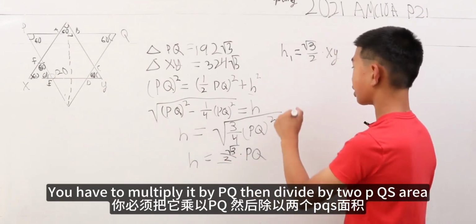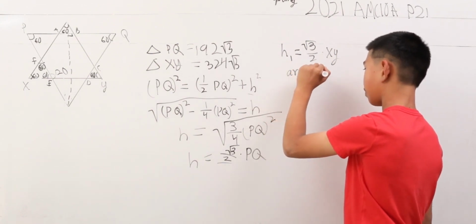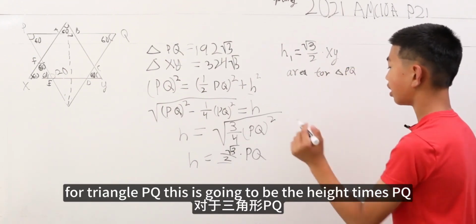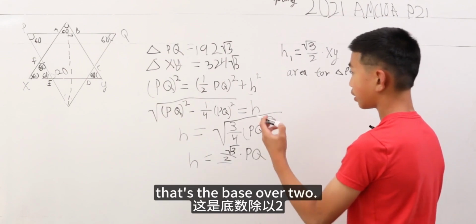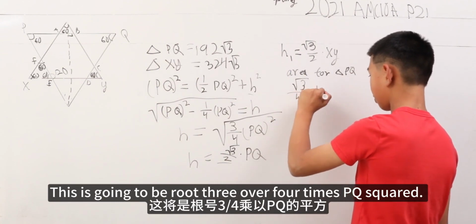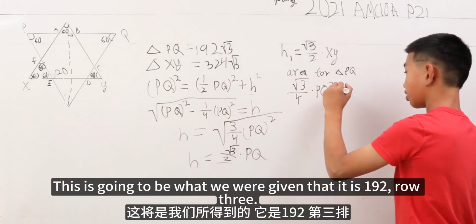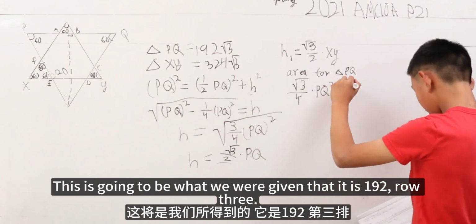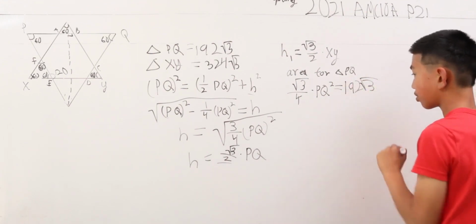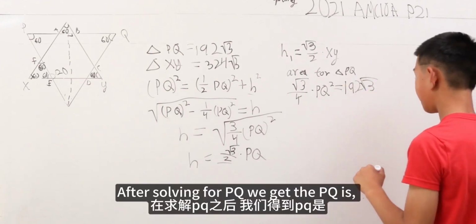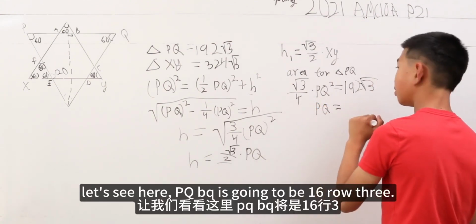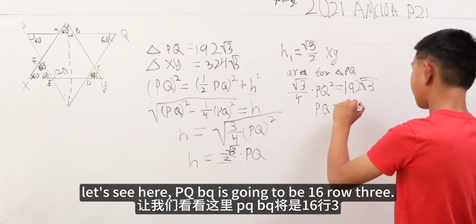So the area for triangle PQ is going to be the height times PQ, the base, over 2. So this is going to be root 3 over 4 times PQ squared. Well, we were given that it is 192 root 3. So after solving for PQ, we get that PQ is going to be 16 root 3.